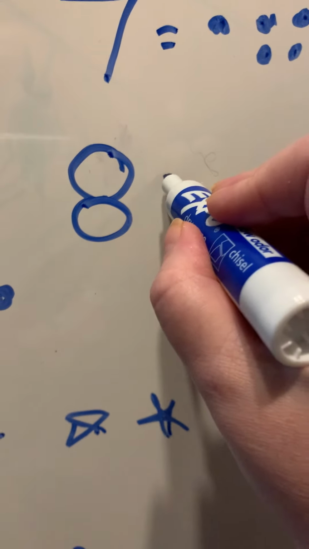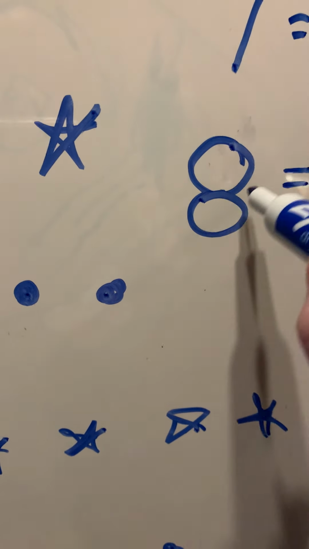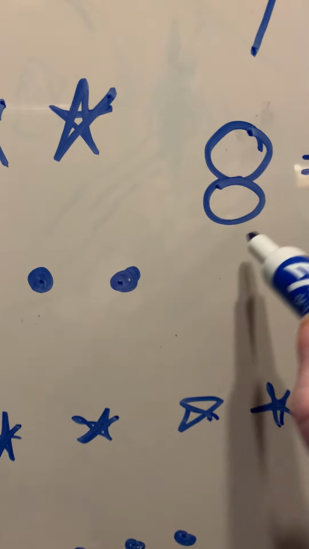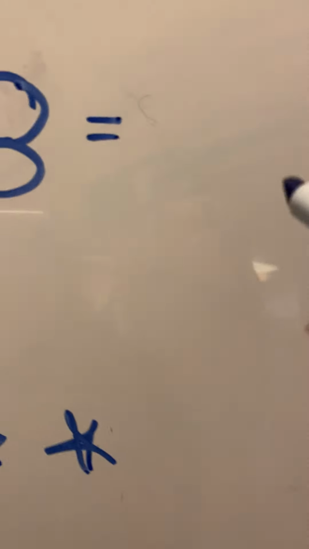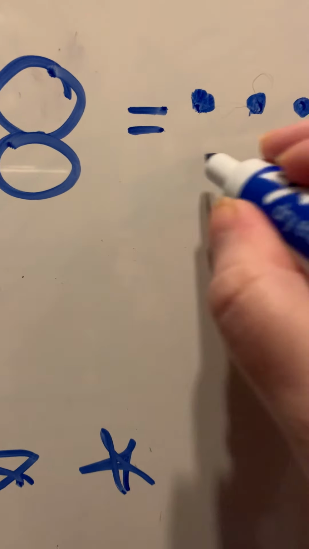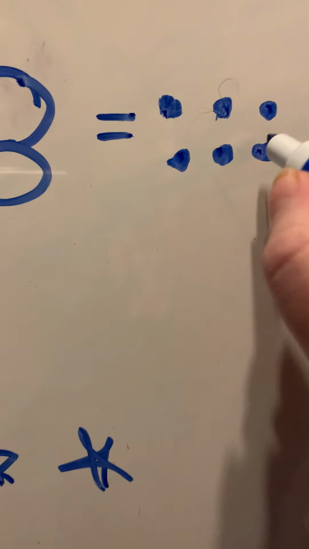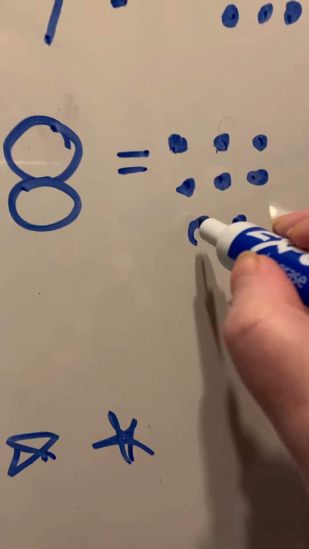And we are going to do that one more time with your finger. Start at the top. Circle, circle. Always start at the top. And let's do 8 dots. 1, 2, 3, 4, 5, 6, 7, 8. Okay, that's not a very good dot.